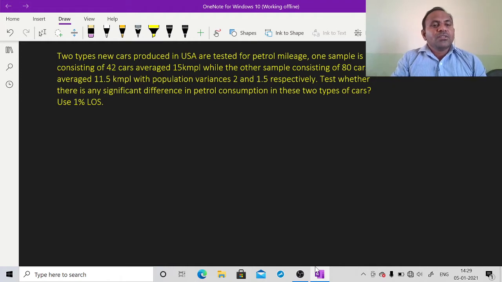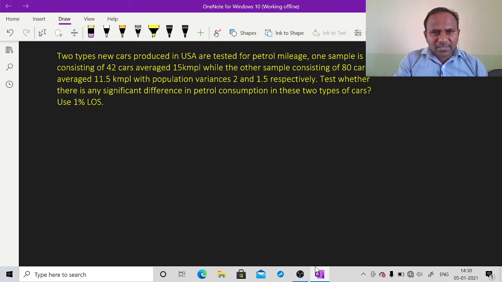An example is that two types of new cars produced in USA are tested for petrol mileage. One sample consisting of 42 cars averaged 15 kmpl, and another type consisting of 80 cars averaged 11.5 kmpl, with the variances of the populations being 2 and 1.5 respectively. You are testing whether there is any significant difference in petrol consumption in these two types of cars with 1% level of significance.